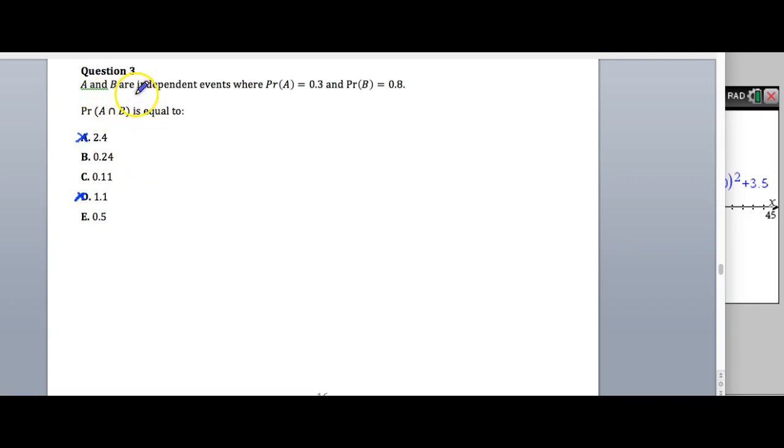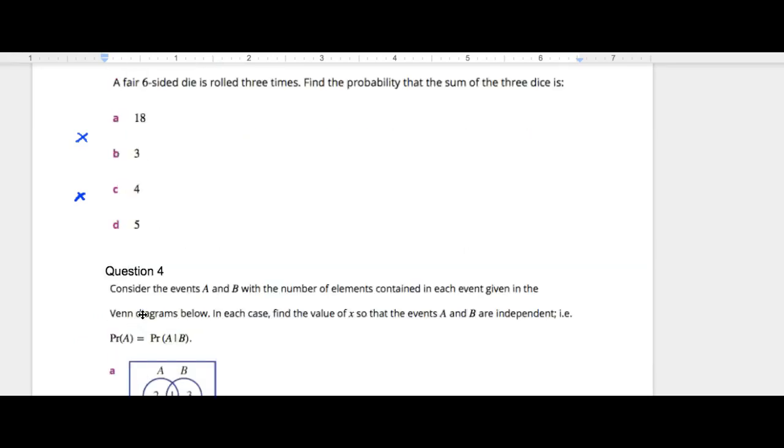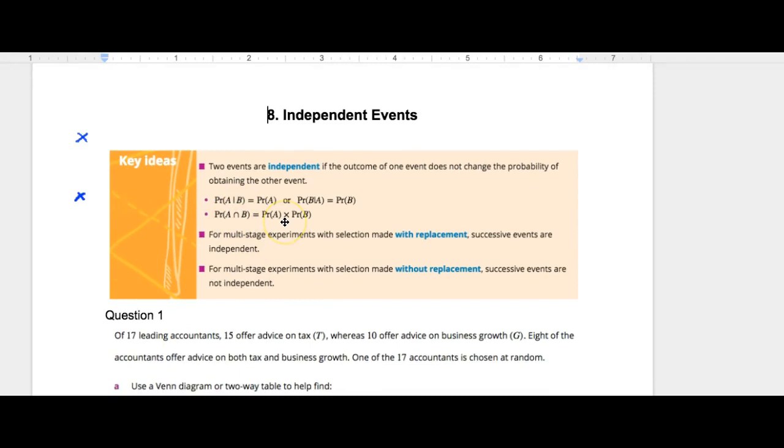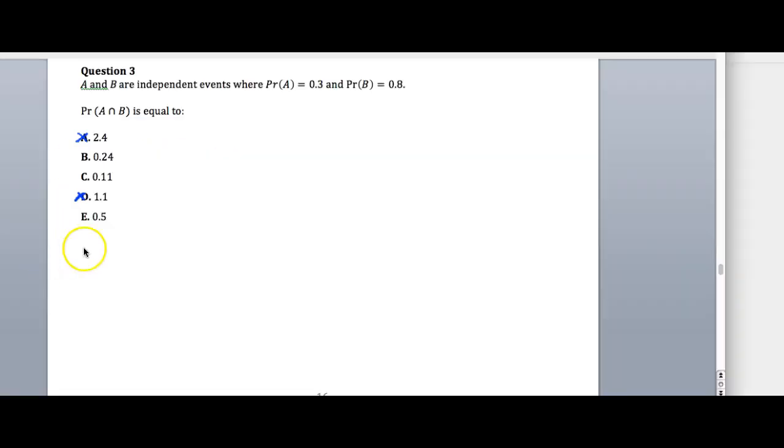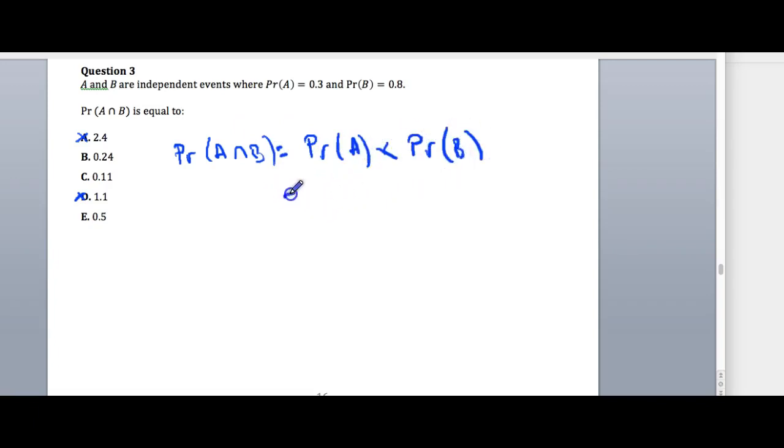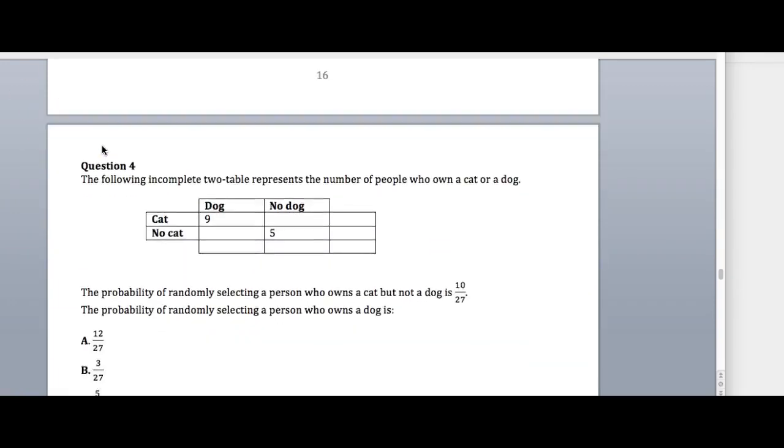Okay, so you need to remember that. Now, the probability of A and B, now they're independent, and I just did a video on independent. You have this formula here, which we didn't cover when we did independent events, but the probability of A and B is equal to the probability of A times the probability of B. So let's go back to our question. Just substitute in what you know. Probability of A is 0.3, B is 0.8. 3 times 8 is 24, so it's 0.24. B. Okay, moving along.